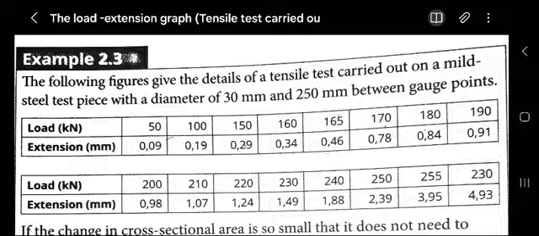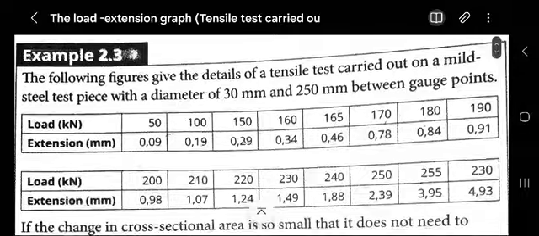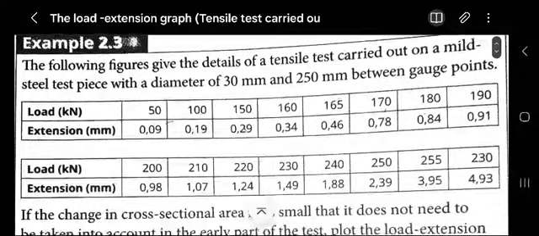Today we'll be dealing with the load extension graph, which is the tensile test carried out on a mild steel piece. Right, so this is example 2.3, stress. This is N5 stress of material.